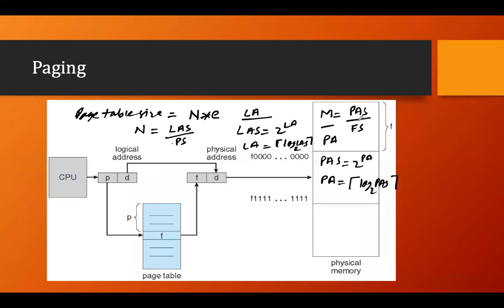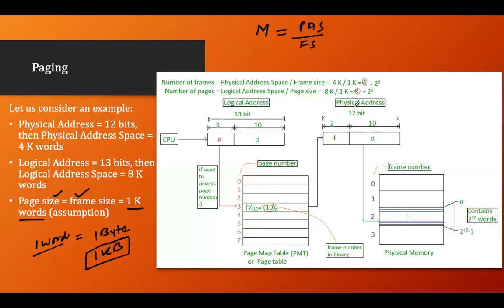So what is m? M is nothing but the number of frames. So number of frames will be physical address space divided by frame size. So physical address space is 4k, and the frame size is written here as 1k. So it will be 4, which is 2 to the power of 2. It means we have 4 frames. So as you can see, 0, 1, 2, 3, frames are there in the physical memory, right?